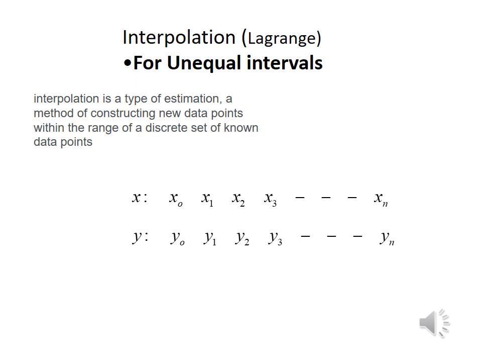Now let us discuss another important numerical method, which is called interpolation. Often it is also called Lagrange interpolation. The method of interpolation is nothing but estimation of new data points from an existing given range of discrete set of known data points. That is, if you are given some data points, you can find the in-between values by using this method. So this is called interpolation.